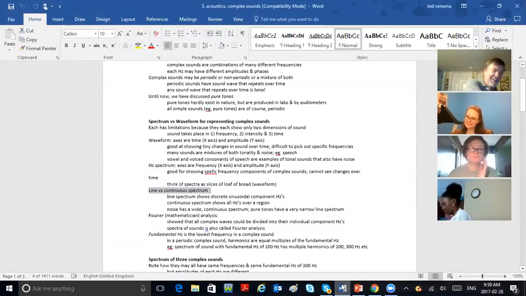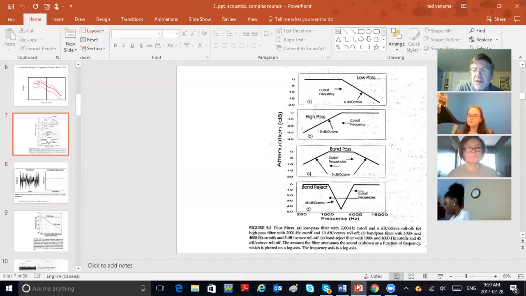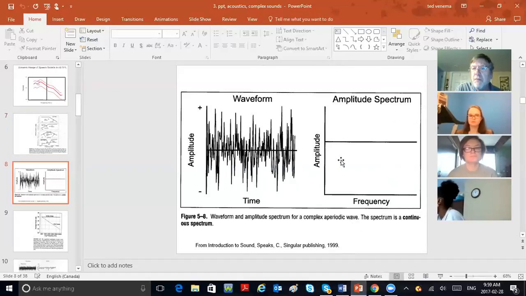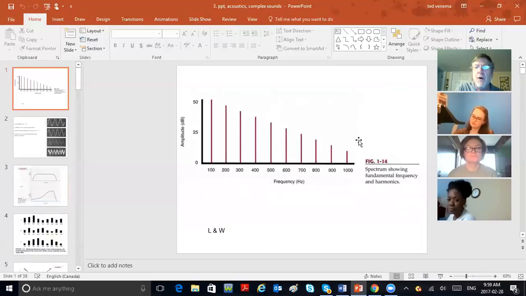All right. Read the middle of the page here. Oh yes, line versus continuous spectrum. That was this stuff here. This is a continuous spectrum. Okay, continuous. It's got every frequency underneath. If I go to the first slide, this is a line spectrum. Individual discrete frequencies are shown. Okay, that's a line spectrum. The other one is a continuous spectrum. And then the other one is something just below that.